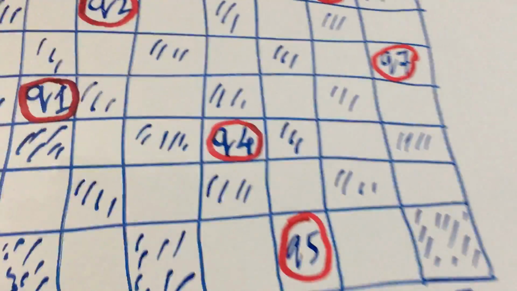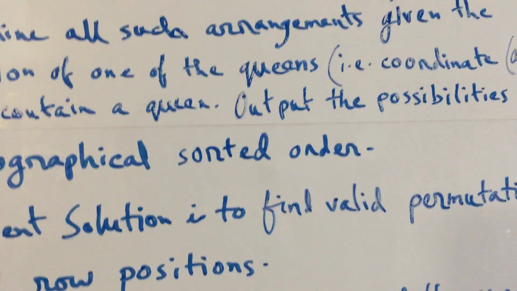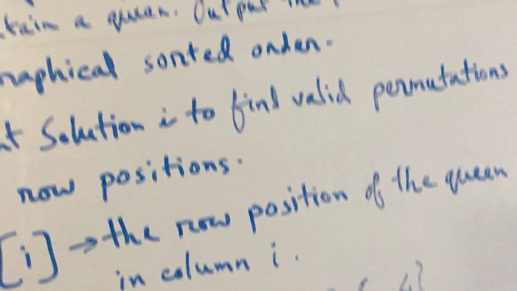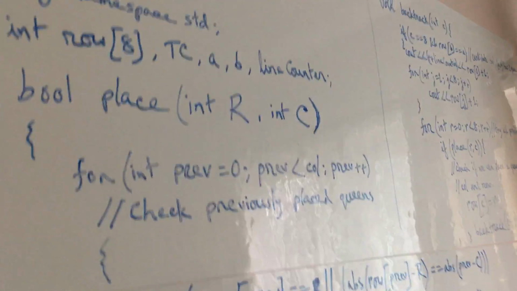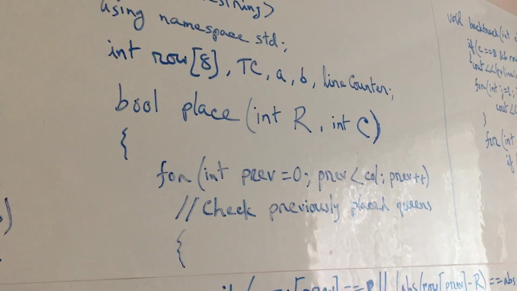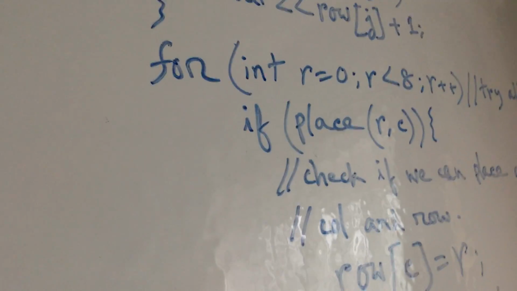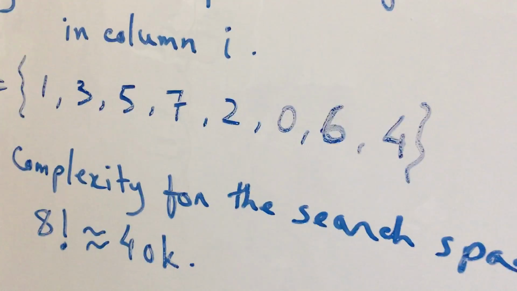So this program outputs the solution for an 8 by 8 chessboard in about 8 factorial time, and the space complexity, for 8 rows, is just on the order of n, and the time complexity is about 8 factorial.